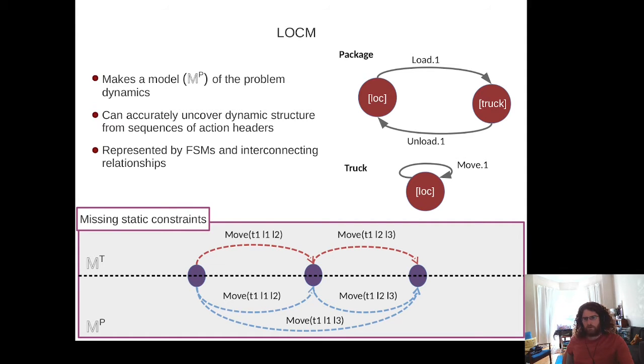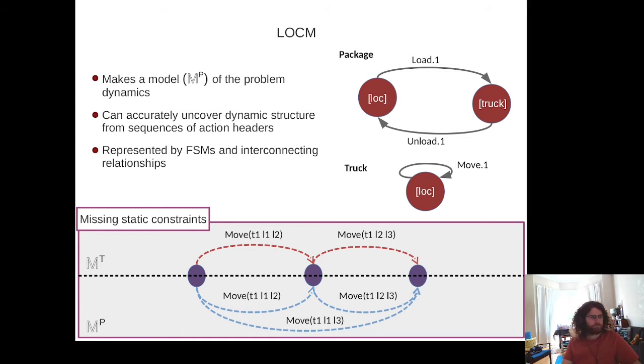In this case, the target model MT actually only allows moving from L1 to L2 and L2 to L3. These are the red lines at the top. But the partial model found by LOCM allows these arcs in blue, which also include moving from L1 to L3. So we're missing some kind of constraint.